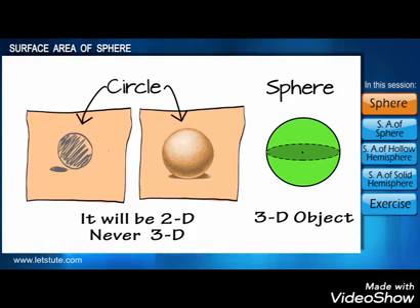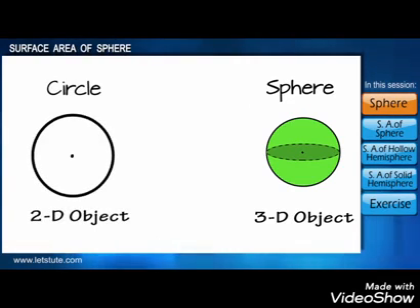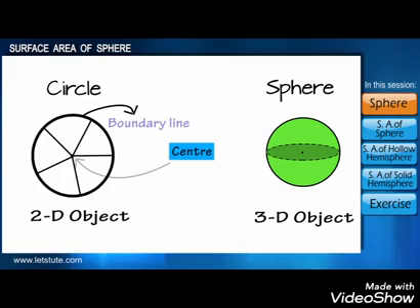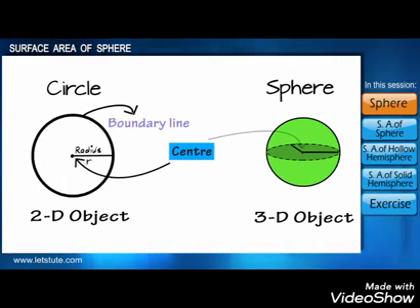Apart from these differences, they do share some similarities. Like in a circle, the distance of each and every point on the boundary from its center is always constant. That distance we know as the radius. Similar would be the case with a sphere, only here, instead of a boundary, we call it the curved surface.